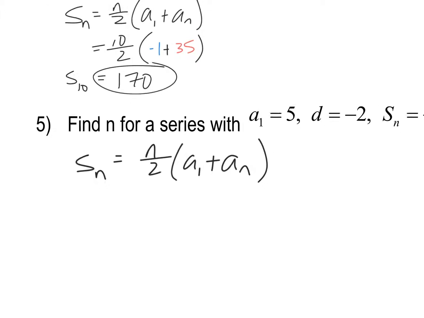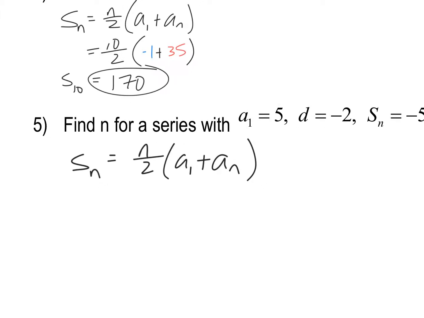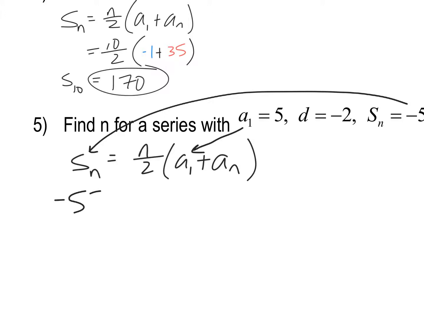Okay. In this case, I know what my a1 is. That's going to go there. And I know my S sub n is going to go here. So I'm going to plug in whatever I know. Negative 55 equals n over 2, 5 plus a sub n. So I have 2 unknowns in this equation. And so what I'm going to do first of all is try and come up with a formula for a sub n.